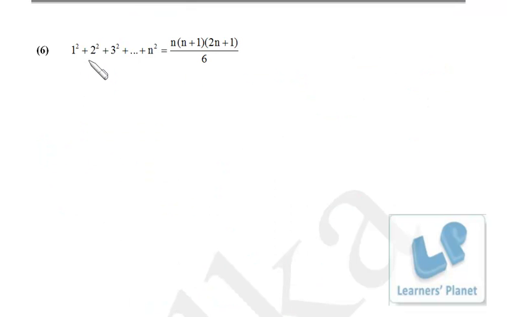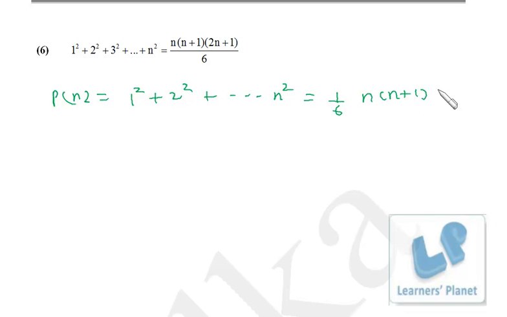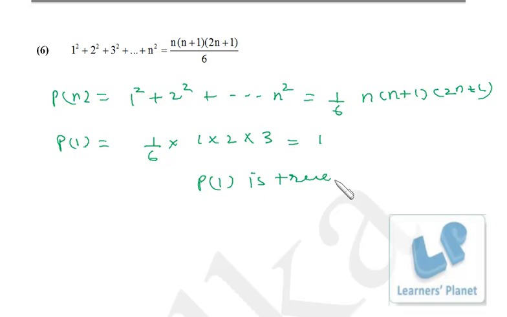Now see this, 1 square plus 2 square, that is sum of squares of first n natural numbers is n plus 1, 2n plus 1 by 6, right? So first of all, let Pn be the statement. So Pn is equal to 1 square plus 2 square till n square is equal to 1 upon 6 n plus 1, 2n plus 1, right? So the first step, P1 is equal to 1 upon 6 into 1 into 2 into 2 plus 1, that's 3. So 6 by 6, that's 1. So P1 is true.